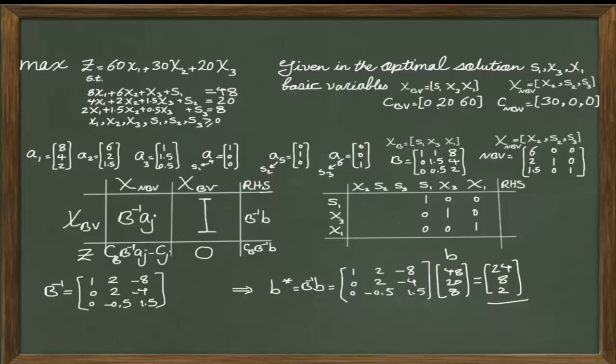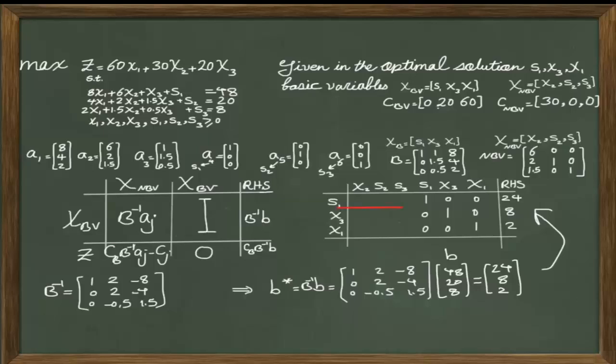So this is actually the right hand side of your final optimal table in the simplex method. So let's copy that here. Now let's calculate the B inverse AJ for non-basic variables, because for the basic variables, we already know that we have to have an identity form.